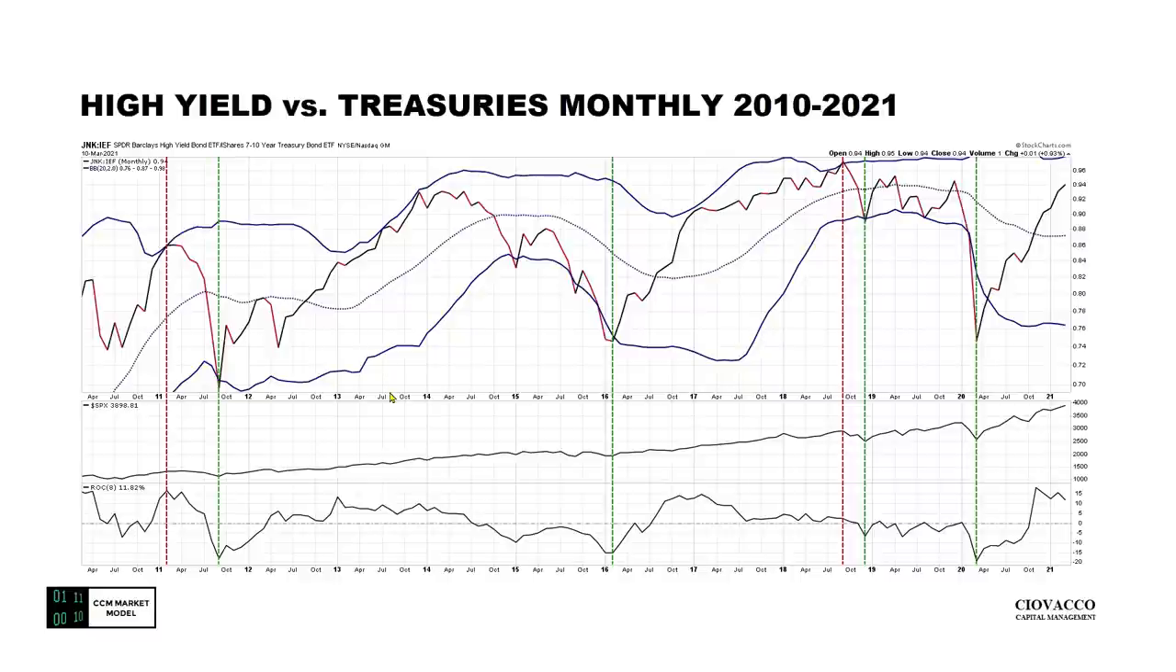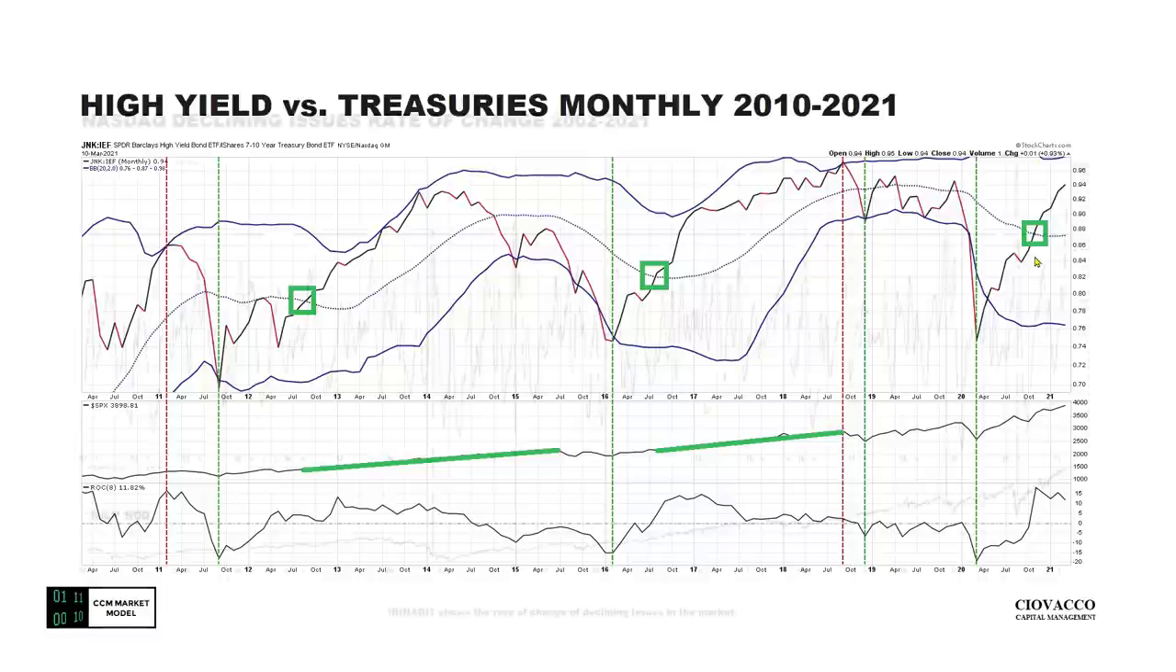This is basically the credit markets, JNK, relative to IEF. This is a monthly chart, once again, with Bollinger Bands. The key takeaway on this chart can be seen here. Cross the center line, good things happen in the stock market. We recently crossed the center line.